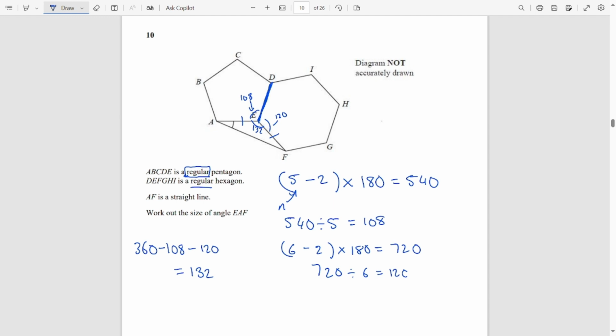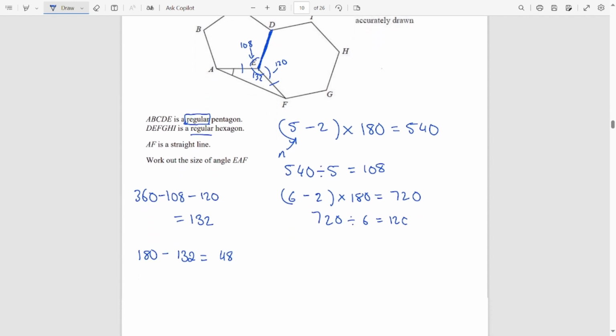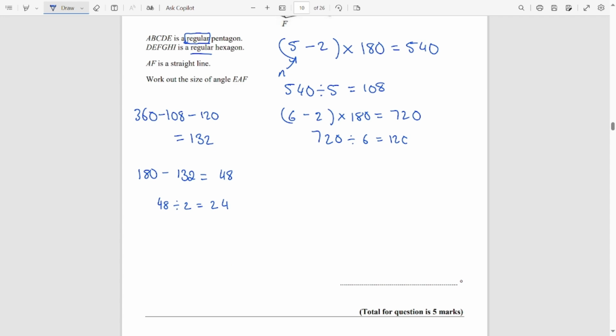So because those two sides are the same, we now have an isosceles triangle. So I can do 180 degrees because there are 180 degrees in a triangle. I subtract 132, and that is 48. And then because it is isosceles, it means this angle at A is exactly the same as this angle at F, and so I can take 48 and divide that by 2, and I get 24. And so the size of our angle is 24. We can write that in on a dotted line, and we are done.